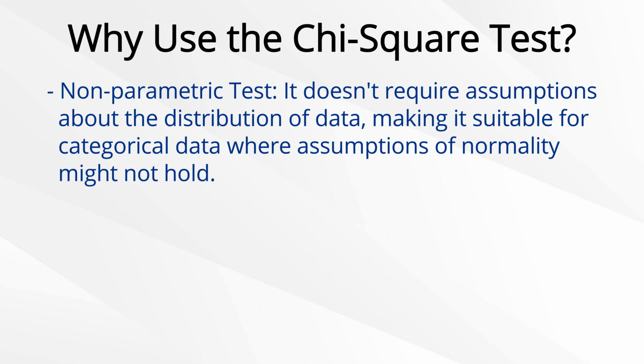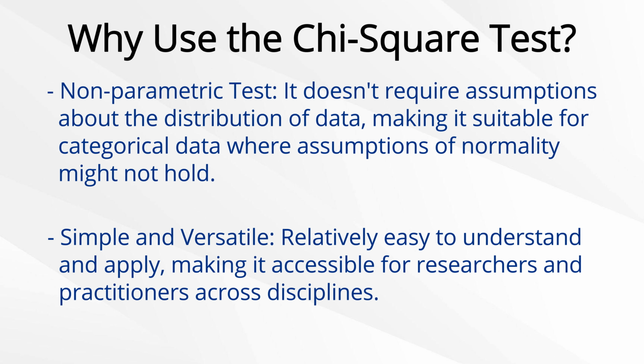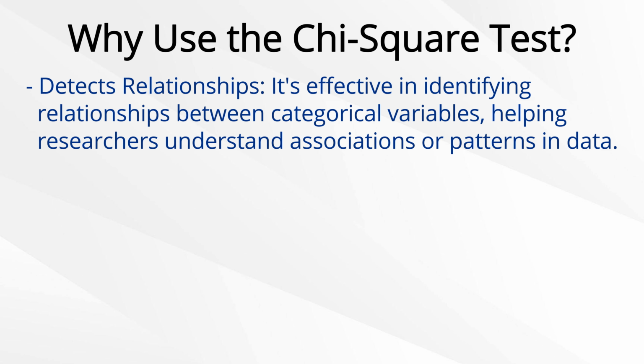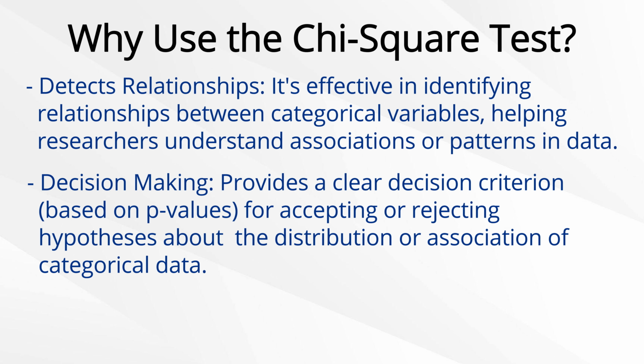Why use the chi-square test? Non-parametric test. It doesn't require assumptions about the distribution of data, making it suitable for categorical data where assumptions of normality might not hold. Simple and versatile. Relatively easy to understand and apply, making it accessible for researchers and practitioners across disciplines. Detects relationships. It's effective in identifying relationships between categorical variables, helping researchers understand associations or patterns in data. Decision-making. Provides a clear decision criterion based on p-values for accepting or rejecting hypotheses about the distribution or association of categorical data.